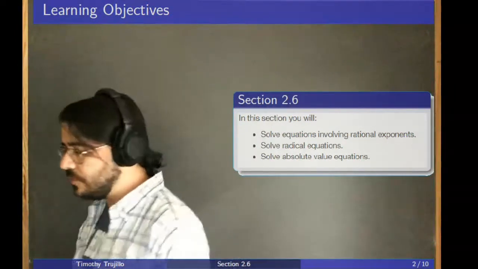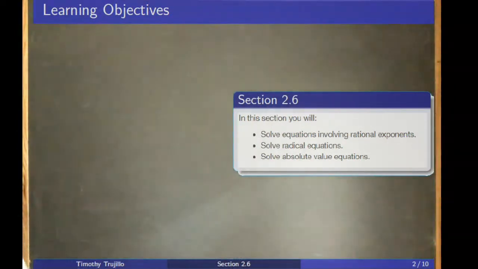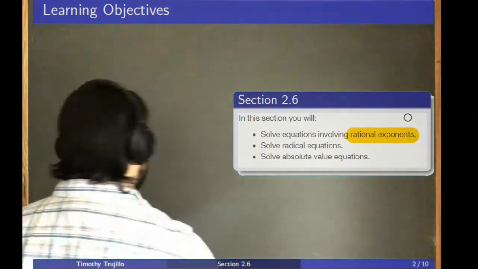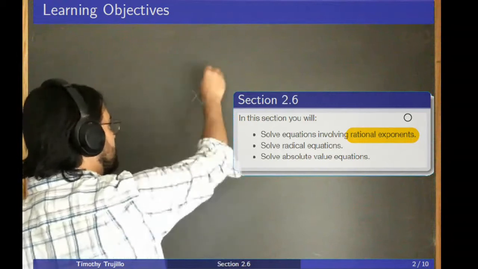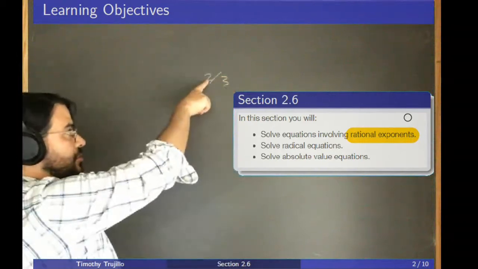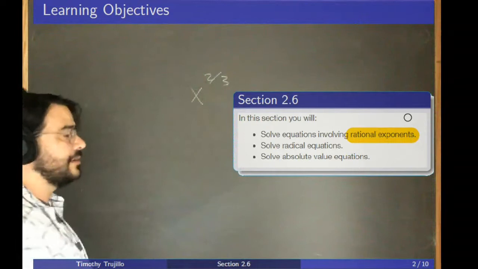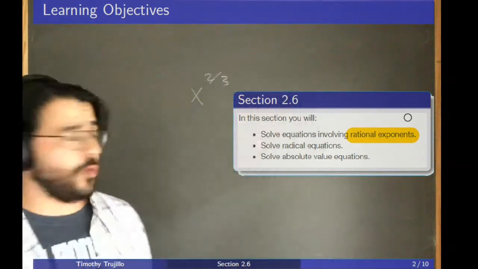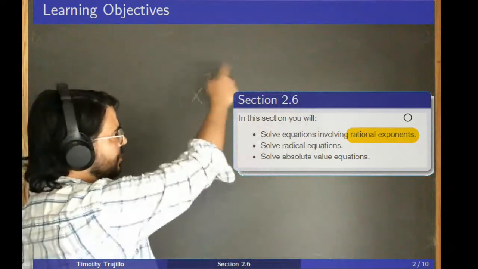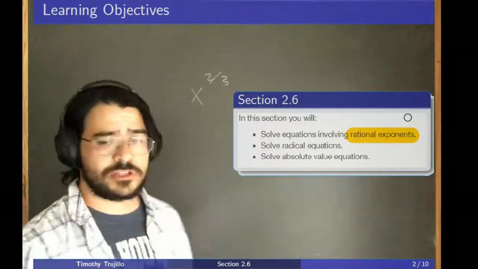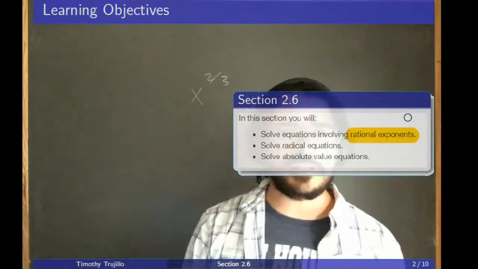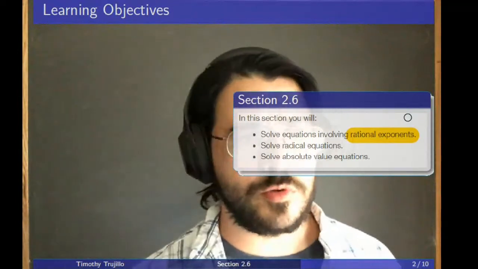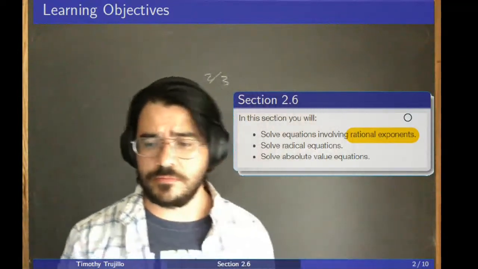And the three types of equations that we'll work on are solving equations that involve rational exponents. So remember, a rational exponent is something like x to the 2/3, right? So it's an integer over an integer. And they could be positive or negative, but that's what a rational exponent is. And we'd like to solve for the x in some equation where something like x to the 2/3 shows up. And we've already seen some examples of this sort of thing when we've dealt with square roots, where we square both sides to cancel things out.